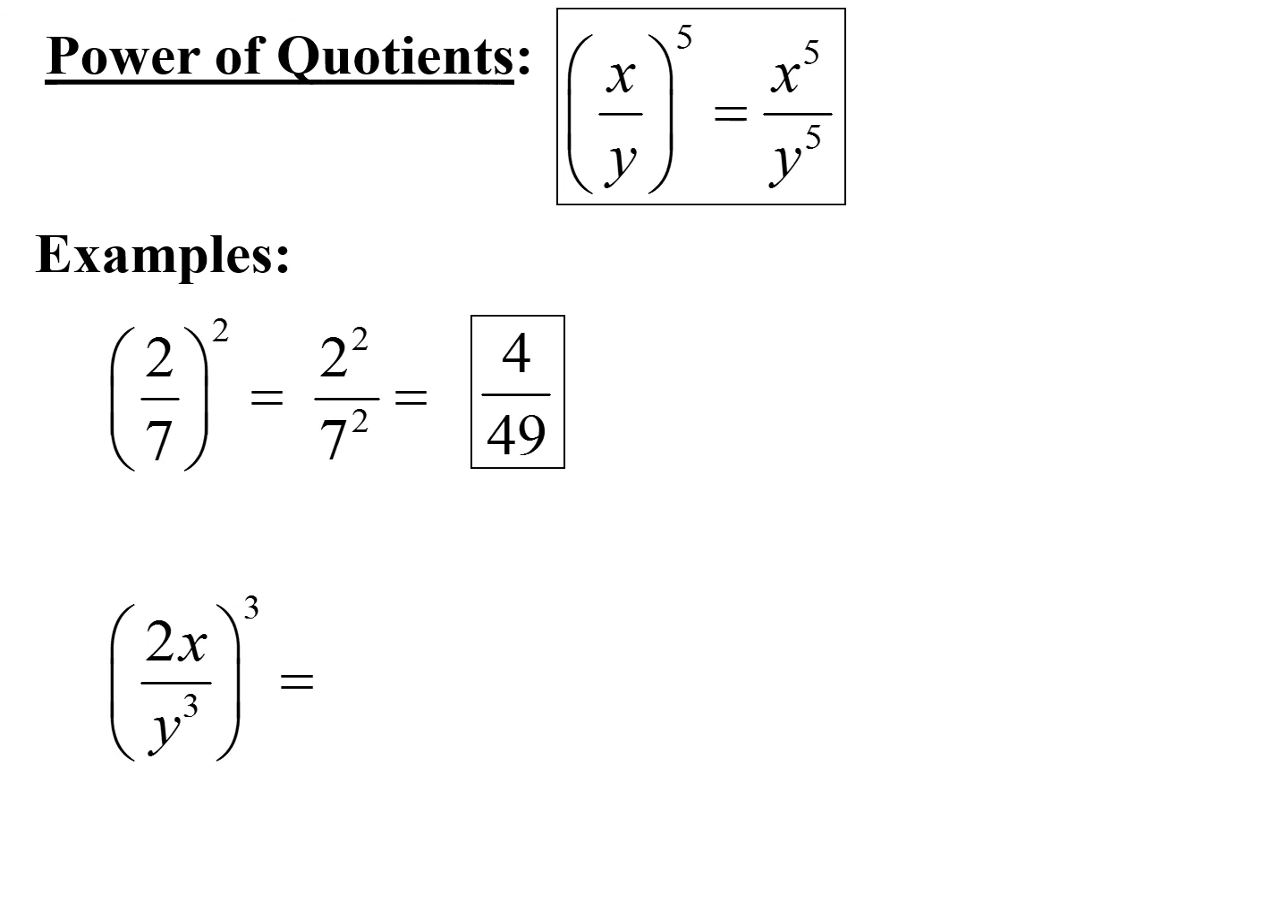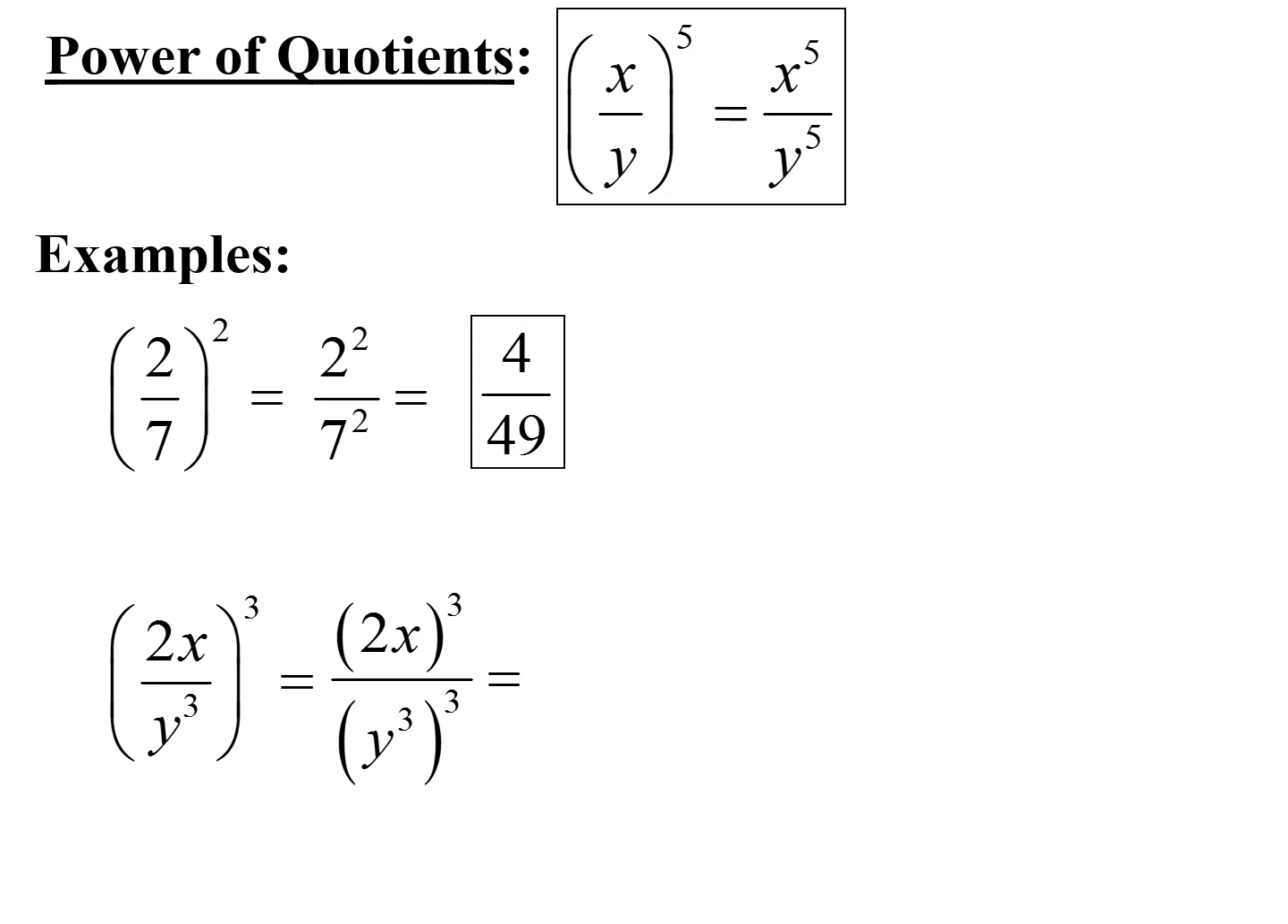Here I see the quantity of 2x over y to the 3rd power, raised to the 3rd power. So I'm going to distribute that power of 3 outside the parentheses to the numerator and the denominator. So I get the quantity of 2x raised to the 3rd power over the quantity of y to the 3rd raised to the 3rd power.